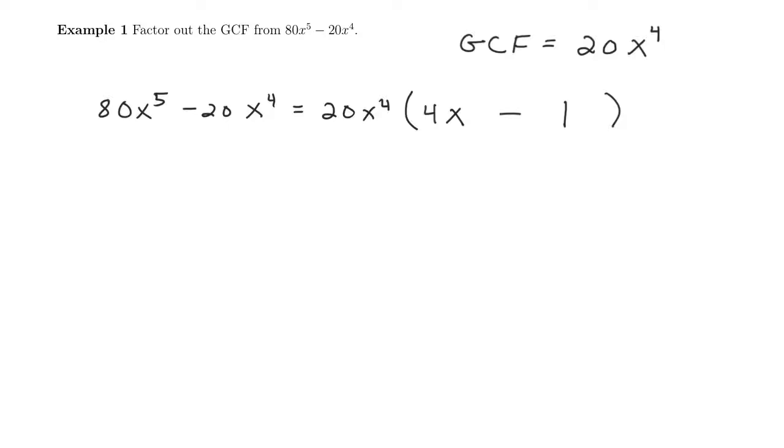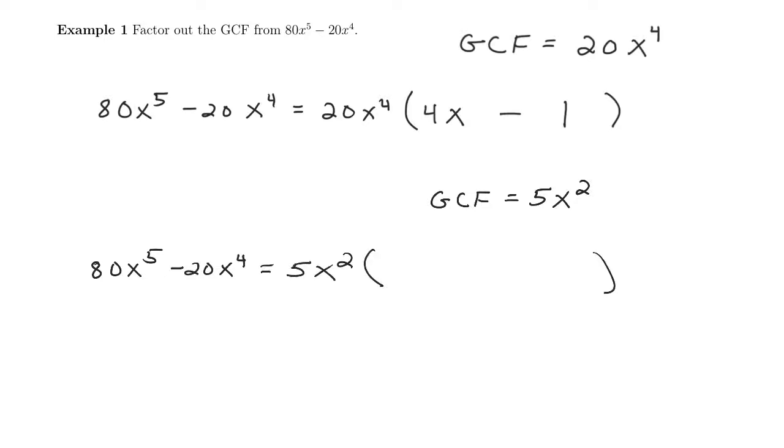If you are unable to come up with 20x to the fourth as the greatest common factor, you can really start this problem just by making a guess. You could say, maybe it's 5x squared. You really could start here, and it'll take you in the right direction. It just might take you a little bit longer to get to your final answer. Here's what I mean. If you do 80x to the fifth minus 20x to the fourth, and you think you can only factor out, let's say, a 5x squared, you're still left with deciding what goes inside the parentheses.